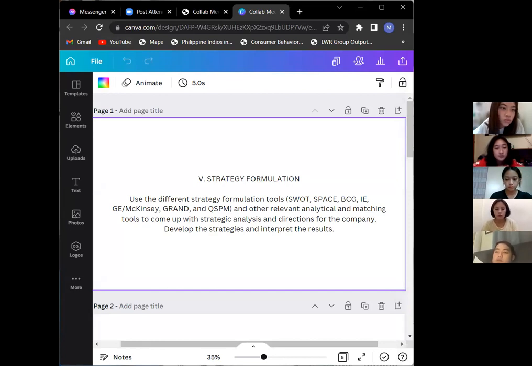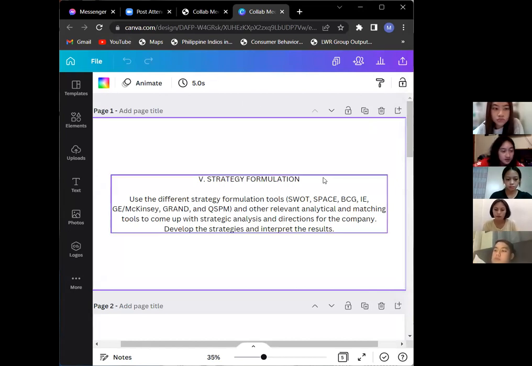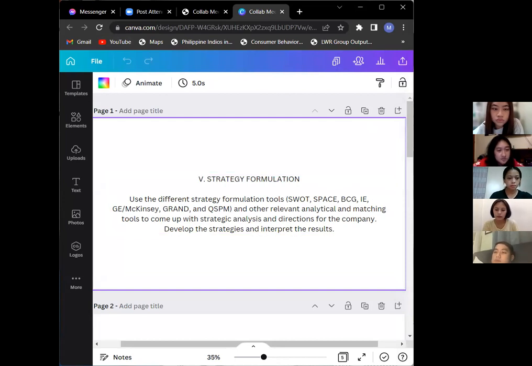So, chapter 5 would be the strategy formulation. On the screen, I'll just read it. Use the different strategy formulation tools: SWOT, SPACE, BCG, IE, McKinsey 7S, Grand, and QSPM, and other relevant analytical and matching tools to come up with strategic analysis and directions for the company. Develop the strategies and interpret the results.